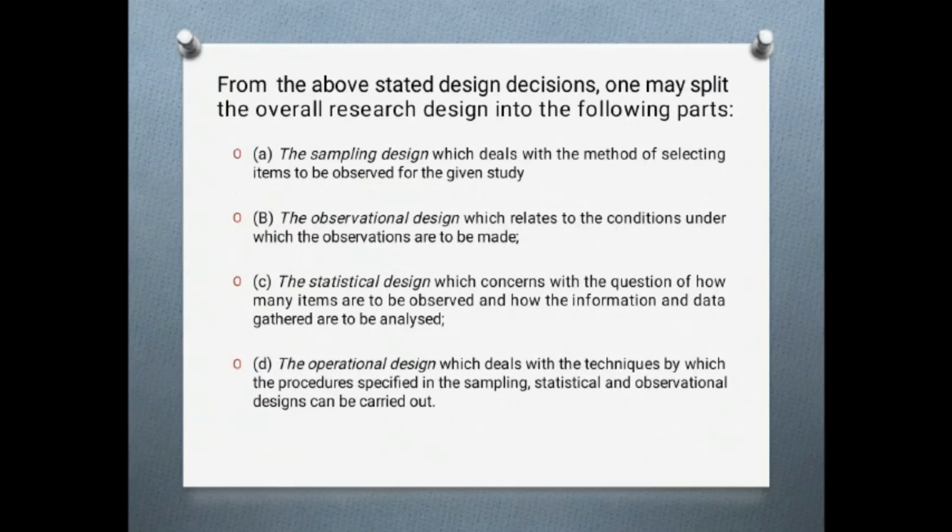From the above stated design decisions, one may split the overall research design into the following parts. First, the sampling design, which deals with the method of selecting items to be observed for the given study. Second, the observational design, which relates to the conditions under which the observations are to be made. Third, the statistical design, which is concerned with the question of how many items are to be observed and how the information and data gathered are to be analyzed.